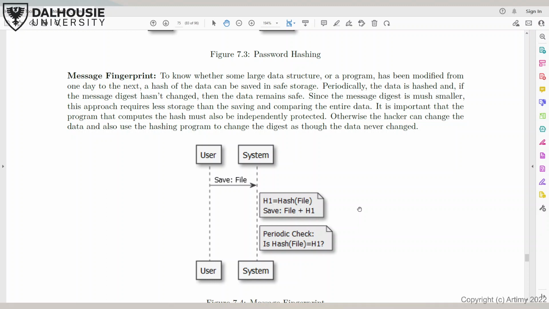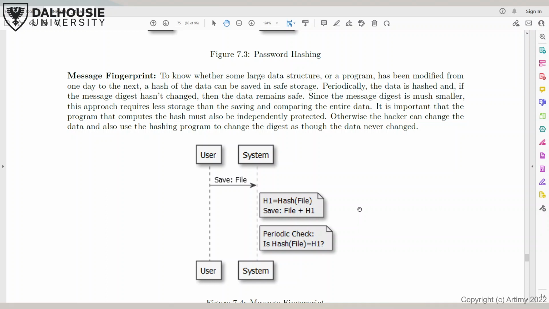And I can do that periodically, not just before I use the file, but maybe every 24 hours I go through all the files in the system, take the hash, and then compare them with the hash that I already saved. And if they don't match, I know that the file changed. And this technique can be used not only to protect against malicious attacks, but also to see if a file was edited, right? Not necessarily a bad thing.